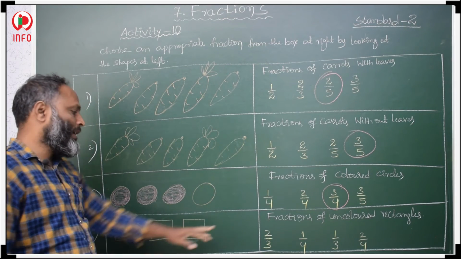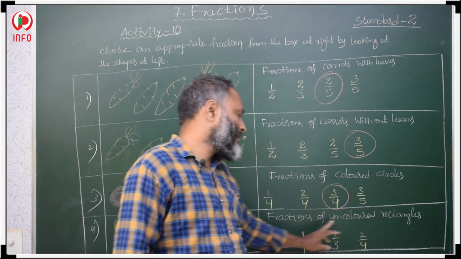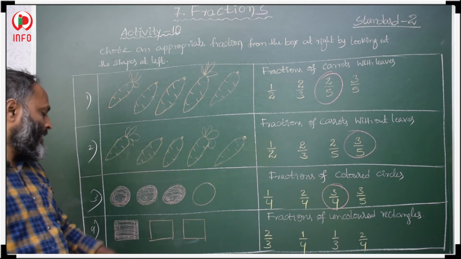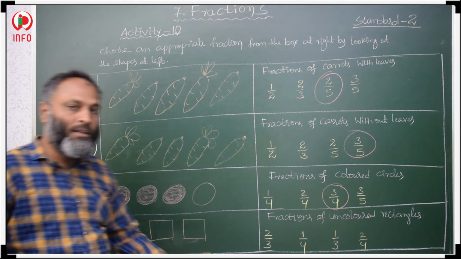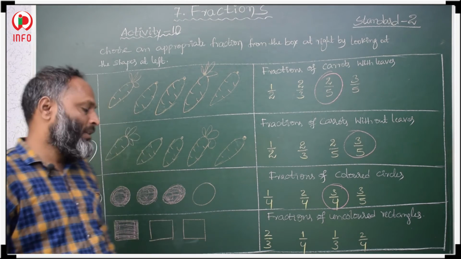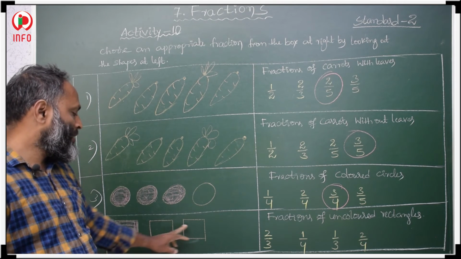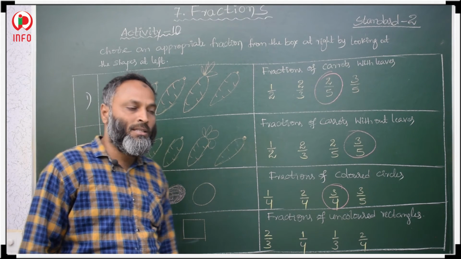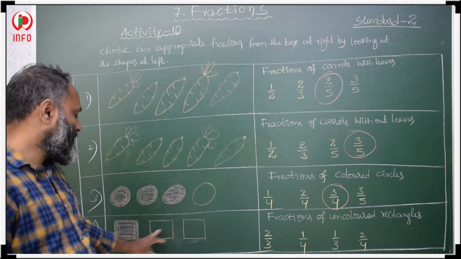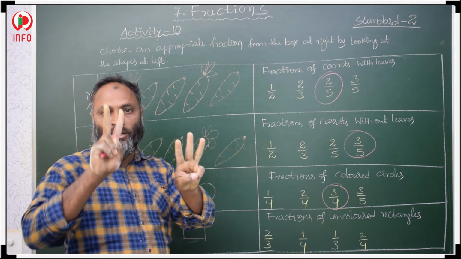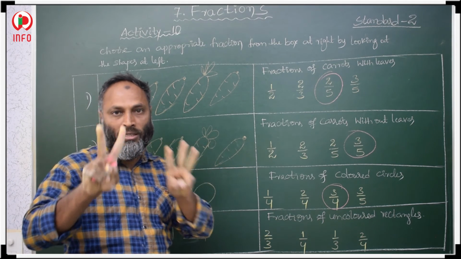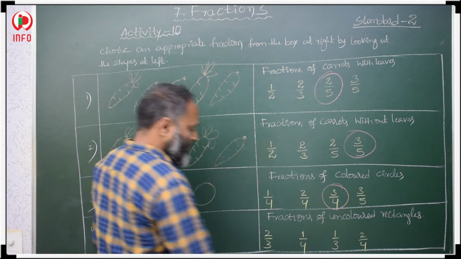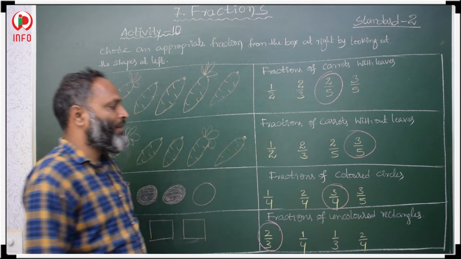Next, here it is asking fractions of uncolored rectangles. Here some rectangles are given. Among them we have to see the uncolored rectangles, 1, 2. These two rectangles are uncolored. So total how many rectangles? 3. Of 3 rectangles, 2 rectangles are uncolored, that is 2 by 3. So 2 by 3 is the right fraction.